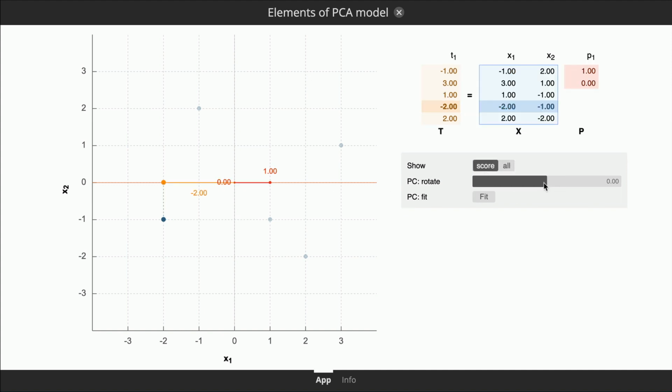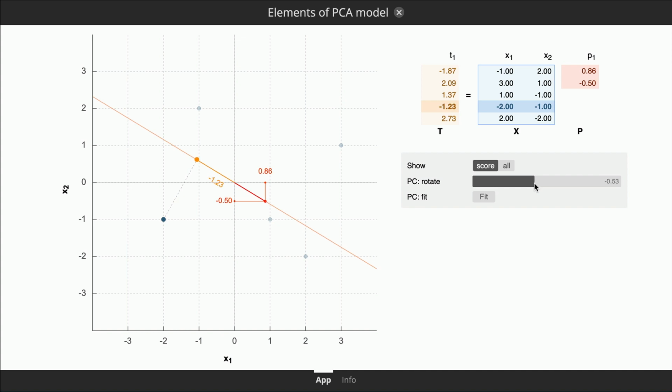And then I need to change the orientation of my latent variable. For example, I will take some nice numbers like this. Let me just adjust it a little, like this. Okay. So let's look at this. This is our point of interest. The original coordinates of this point are -2 and -1. You can also see it here, -2 and -1, right?